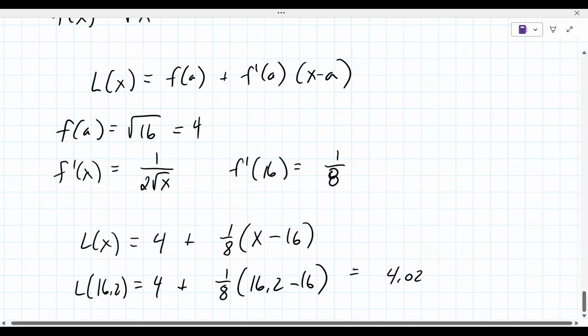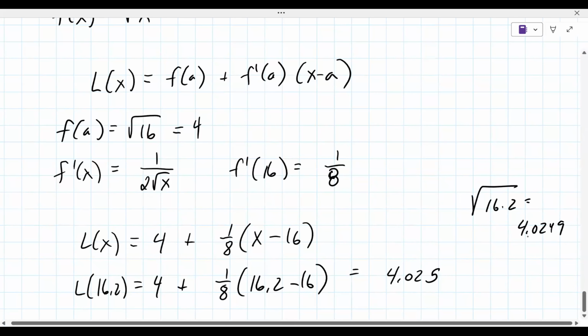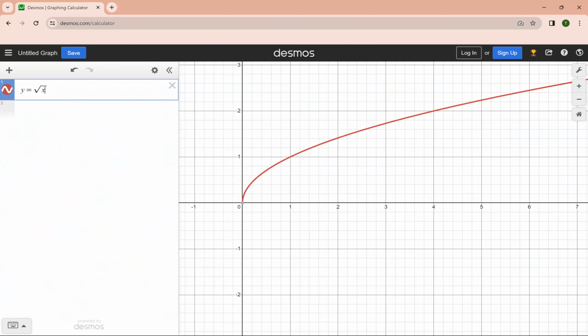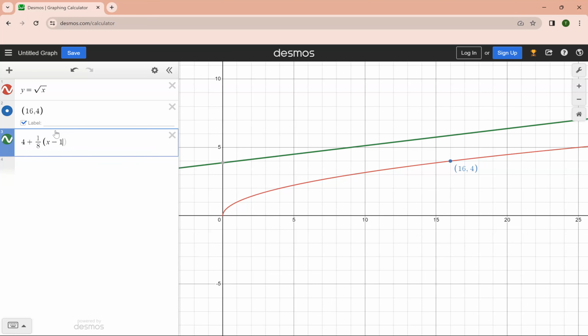And then could you calculate the square root of 16.2? 4.0249. So the difference is 0.0001, pretty good. Now let's get a picture of what you're actually doing here, because it's pretty unclear. This is the square root of x, and we were interested at the point 16 comma 4, which is not on the graph here. So let's put it on the graph. There's our point. Now we're going to draw the equation of the tangent line, or the linear approximation, 4 plus 1/8 times x minus 16.